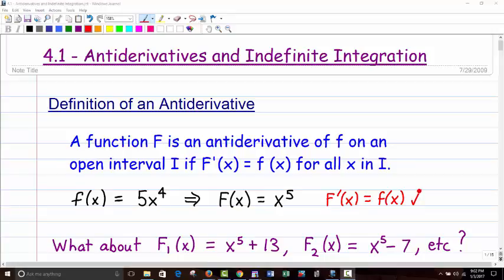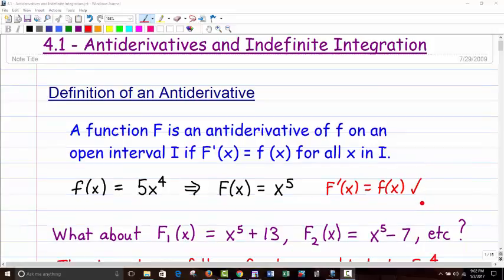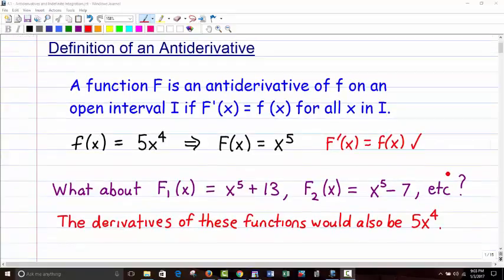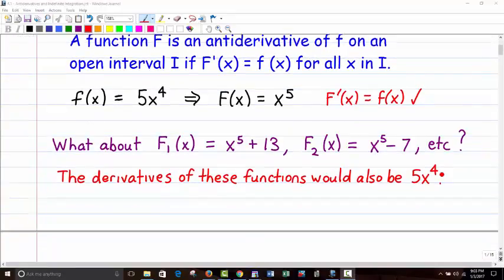Now, if you think about it, I think there could be more than one possible answer for this, not just x to the fifth, because I just use these subscript notations, but couldn't the answer be x to the fifth plus 13, or x to the fifth minus 7? Wouldn't those derivatives also be 5x to the fourth? I believe they would, because the derivative of a constant we know is 0.